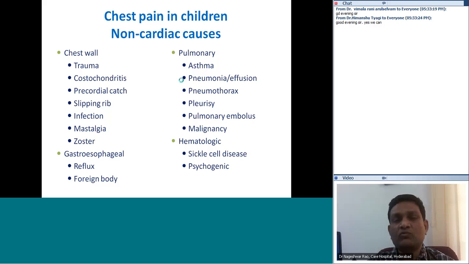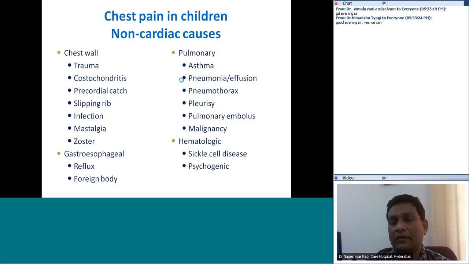Coming to the pulmonary causes, I am sure you are all aware that asthma is one of the commonest conditions where a child will tell that he is having some kind of tightness in the chest, breathing difficulty, or wheeze. In other conditions like pneumonia, the early part will have inflammation of the pleura and pericardium. Suppose you have left-sided pneumonia or pleurisy, you will have chest pain, usually exaggerated during inspiration. That's why there will be some restriction of chest movements on that side, and the baby will tell that when taking a deep breath and coughing, the pain is exaggerated.